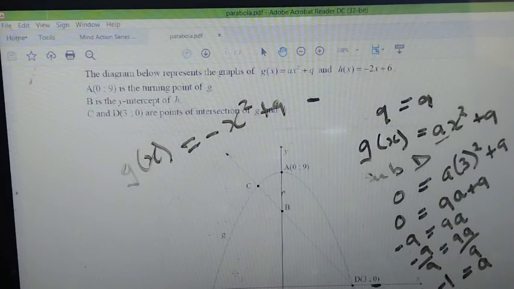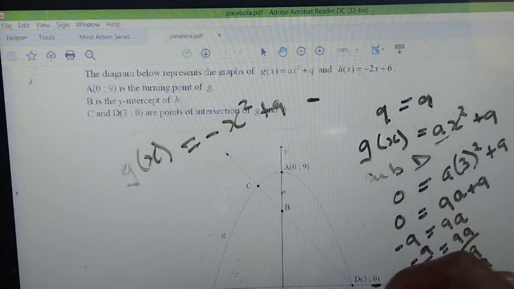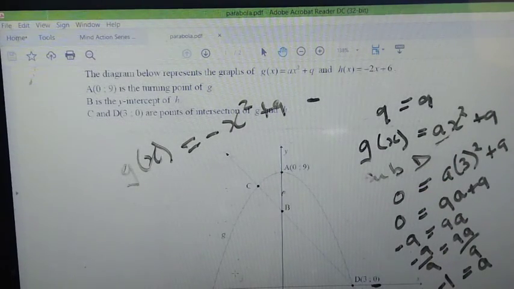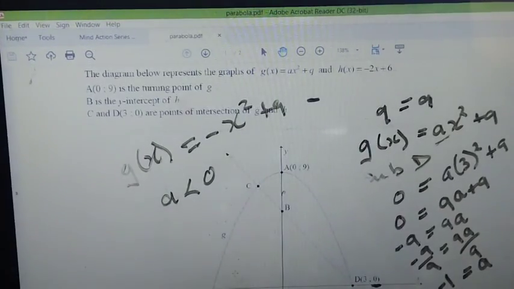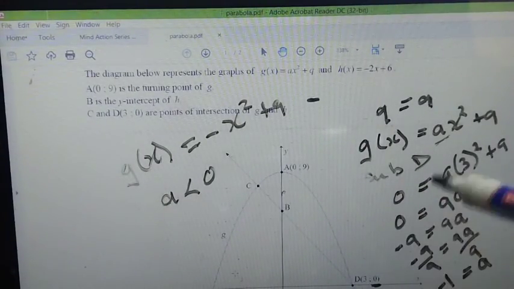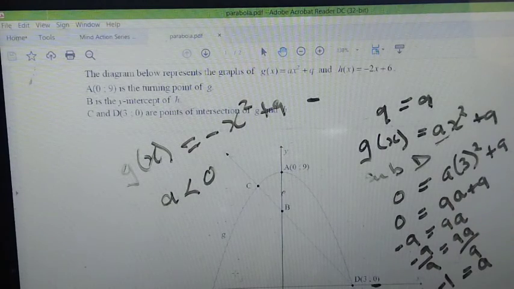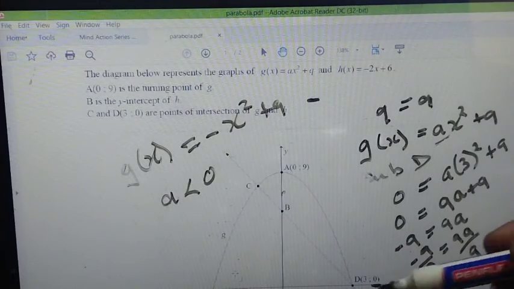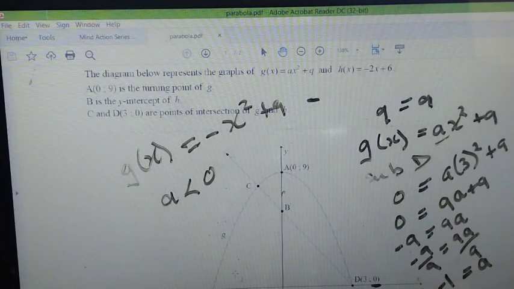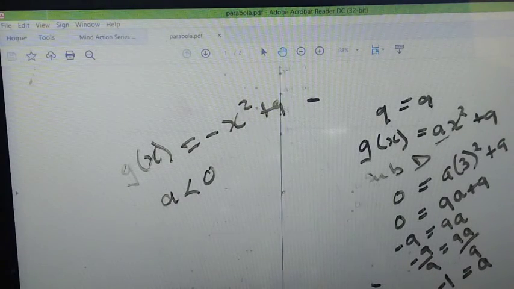And we should not be surprised to get the value negative 1, because we know that if the graph is facing down, that is concave down, the value of a will be less than 0. And if the graph would have been facing up, that would mean our a should be greater than 0. So we already have knowledge that guides us about the value of a. All right, that is how we answer question 8.1.